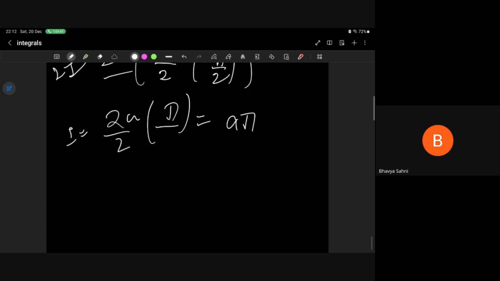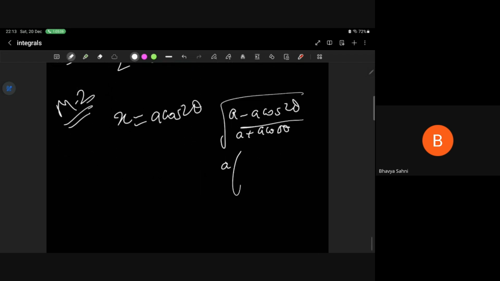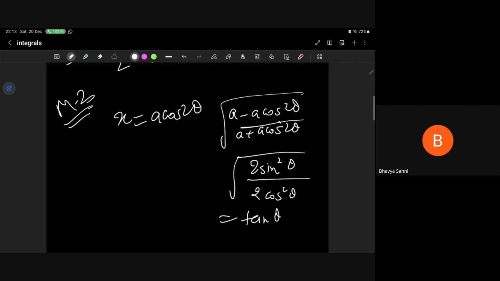In the book that I have, the solution is given something like putting x equals a cos 2 theta, as method 2. If you put a cos 2 theta, then it will become a minus a cos 2 theta and a plus a cos 2 theta in the denominator, right? Then you take a common, and you will get 1 minus cos 2 theta and 1 plus cos 2 theta beneath, right? 1 minus cos 2 theta is nothing but 2 sine square theta, and 1 plus cos 2 theta is 2 cos square theta, so you will get tan theta at the end. You will get a tan theta here.